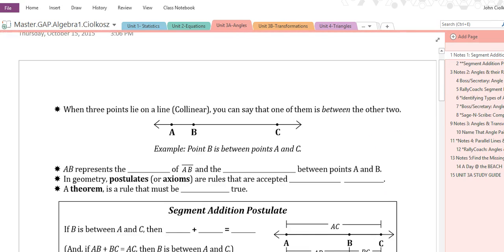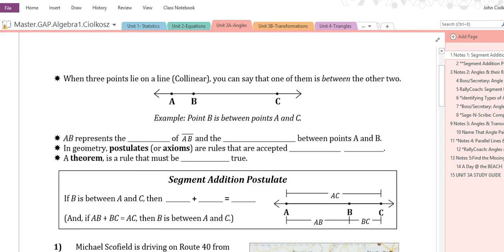So, collinear, big idea here, is something that looks like this. So here we have A between B and C. So, AB represents the distance of AB. And let's see here. Oh, my bad. AB represents the segment of AB and the distance between points A and B.